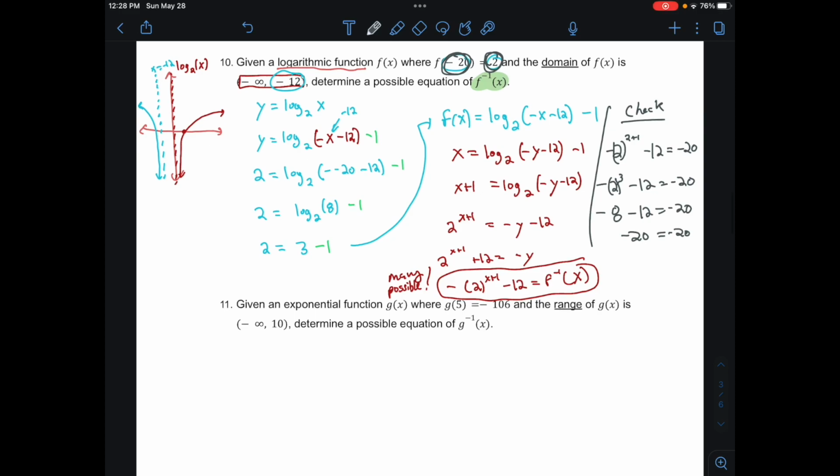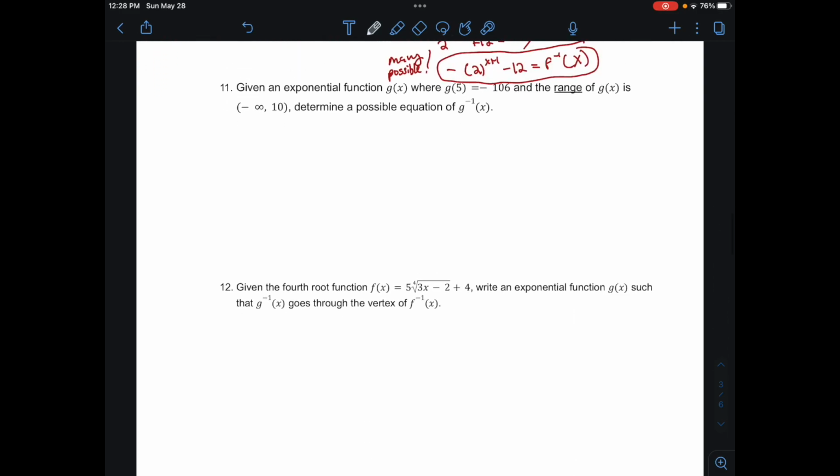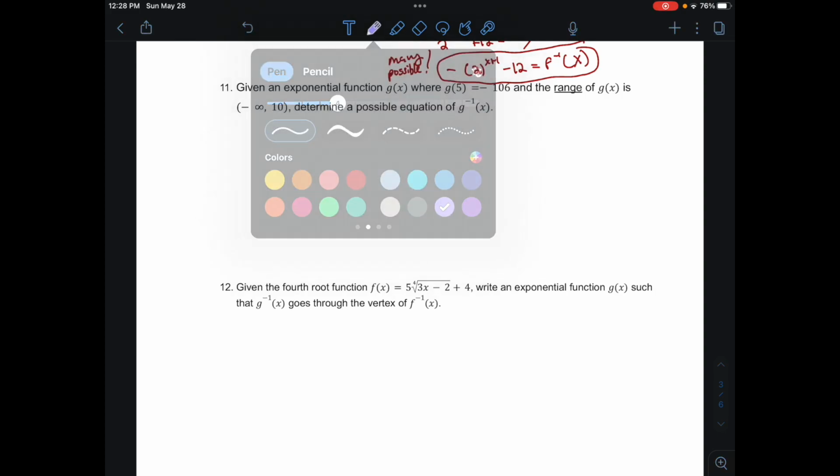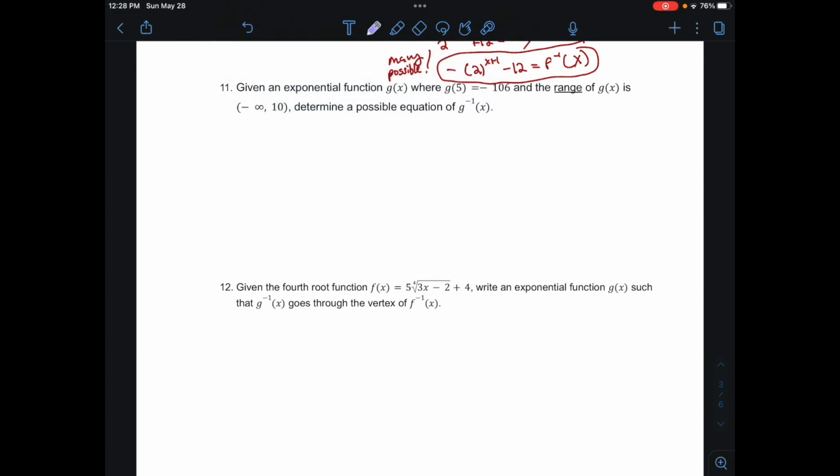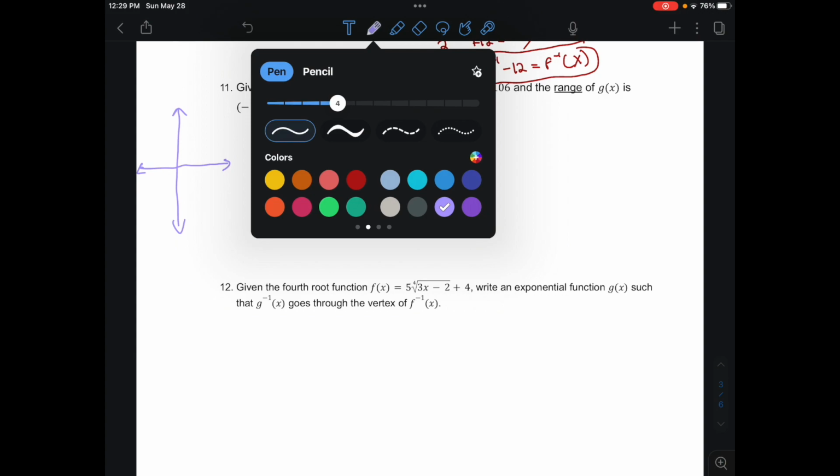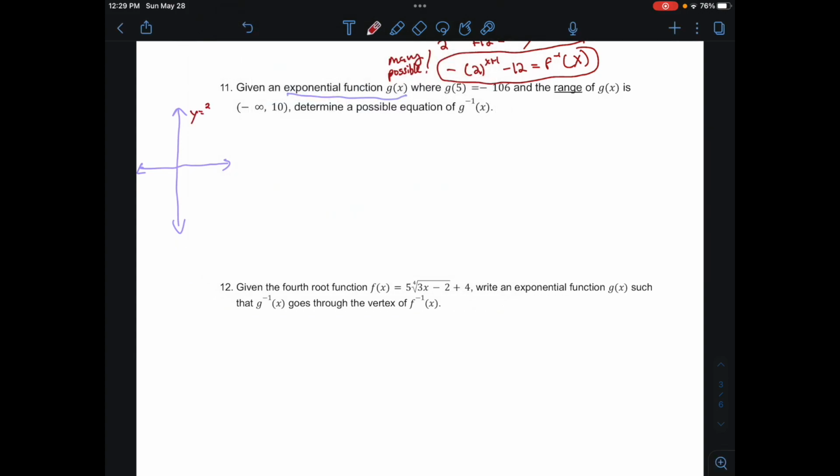Okay. Let's try that for the next one, number 11. It says, given an exponential function where g of 5 equals -106, and the range of g of x is -infinity to 10, determine a possible equation of g inverse x. So we know g of x is exponential. Now our parent exponential, let's assume, let's try y equals 2 to the x, has a horizontal asymptote at y equals 0, and goes up from that 0 to infinity.